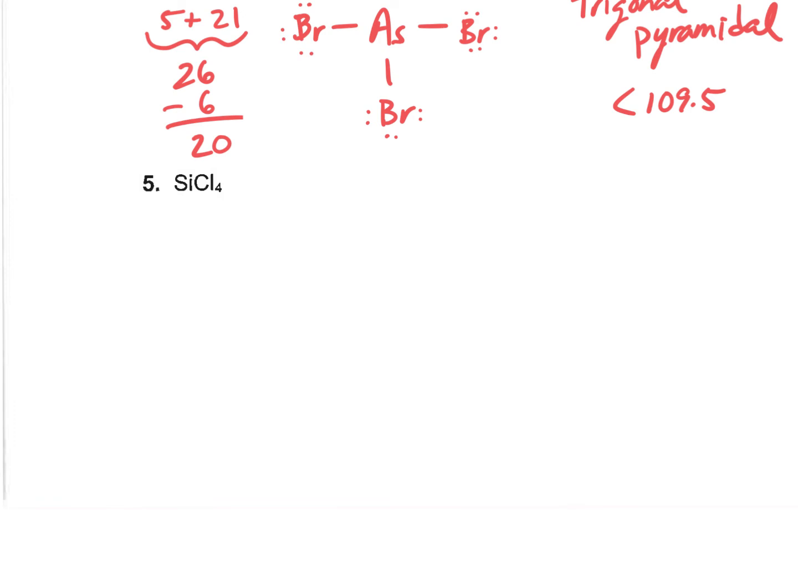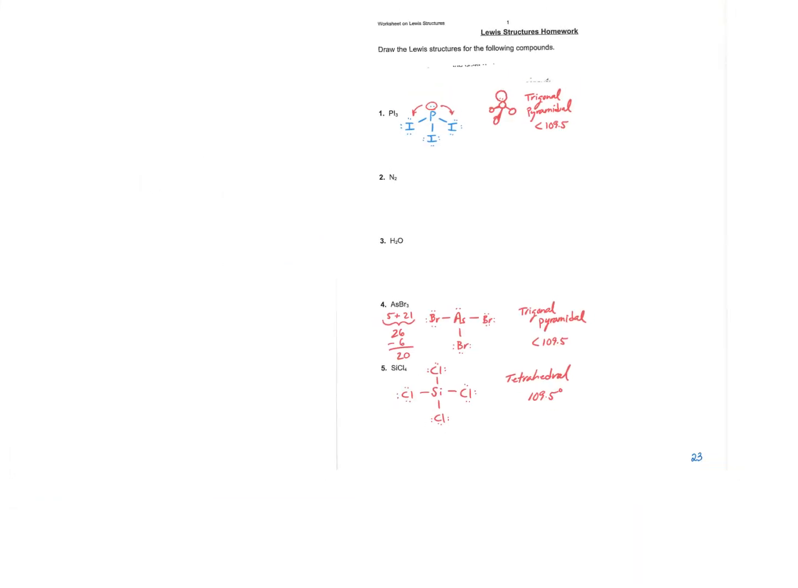Silicon tetrachloride. All right. You may have figured out by now that since silicon and carbon are in the same family, they are going to act very much like each other. I'm not going to count all the valence electrons and everything. I will just tell you that this structure will come out to look like this. Okay. All right. This is going to be a tetrahedral structure, and the bond angle is 109.5. Let's call that trigonal pyramidal. Okay. All right, moving on to the next page then.